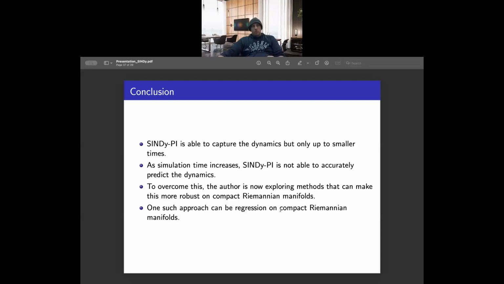So we are actually looking at other directions as well. But this is the first step that we might do: doing the regression on the manifold. And I guess, yeah, that's it.